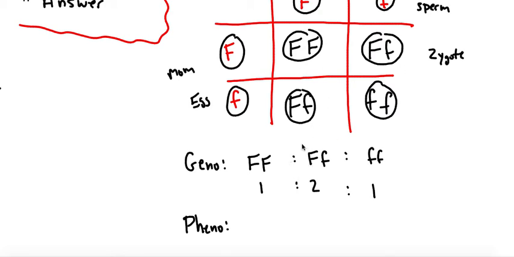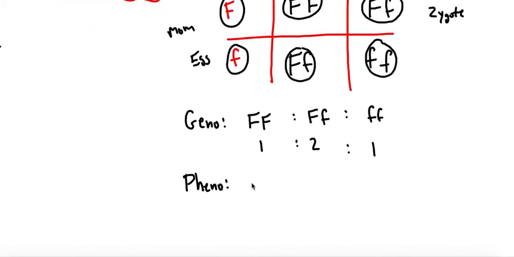And then we want to ask ourselves, well, what is the phenotypic ratio? In complete dominance, there's only two different phenotypes. You either have freckles or you don't. And so I would say that if you have a big F, it's always going to be completely dominant over the recessive trait, so there's going to be 3 with freckles versus 1 with no freckles. And it's going to be a 3 to 1 phenotypic ratio of freckles to no freckles.